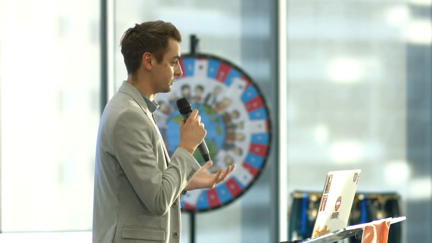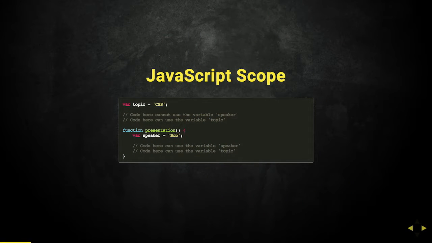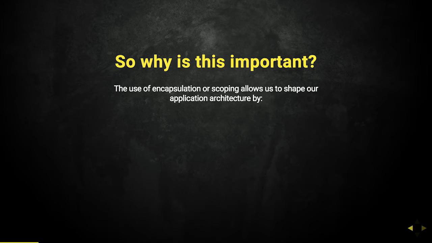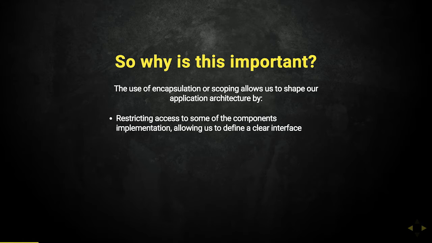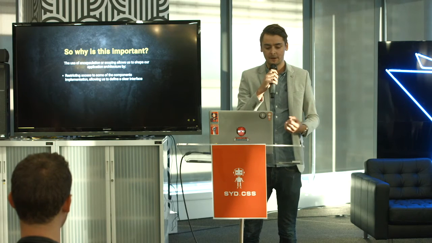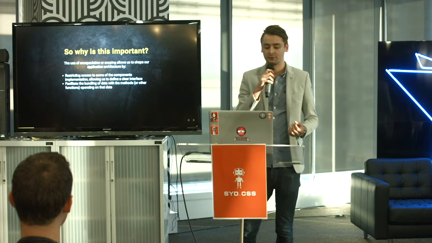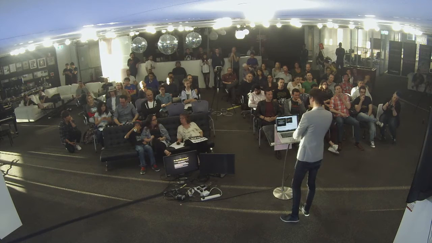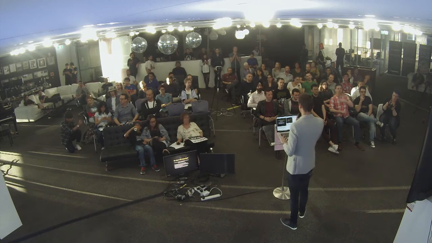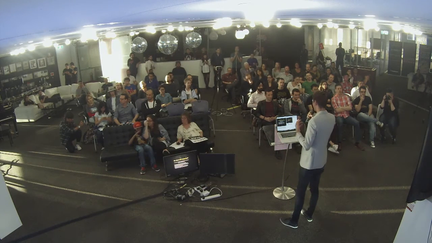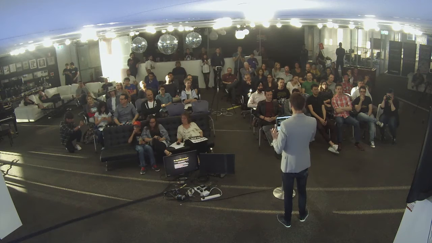In JavaScript, it's called lexical scope or functional scoping, and it looks like this. The code that sits inside the presentation function can access the code outside it, but the reverse is not true. So why is scope important? Well, firstly, it restricts access to some of the component's underlying implementation, and it allows us to define a very clear API and interface. Secondly, it facilitates the bundling of data with the methods, and I think the most applicable to CSS, it avoids namespace collisions or accidentally overriding other parts of the application with a later declaration.